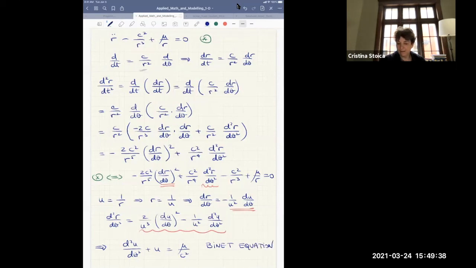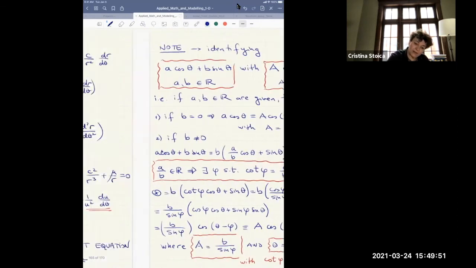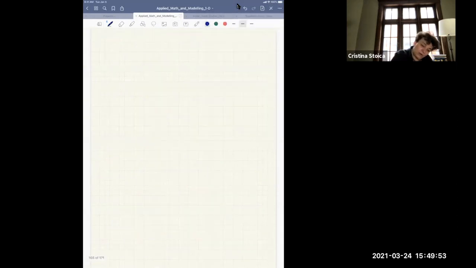And it's a shifted harmonic oscillator. So you did it in ODE, how to solve it. If you solve it, and I want to show you something else, we end up with u of theta of the form A cos theta plus B sine theta plus mu over C squared. So this is from standard ODE.